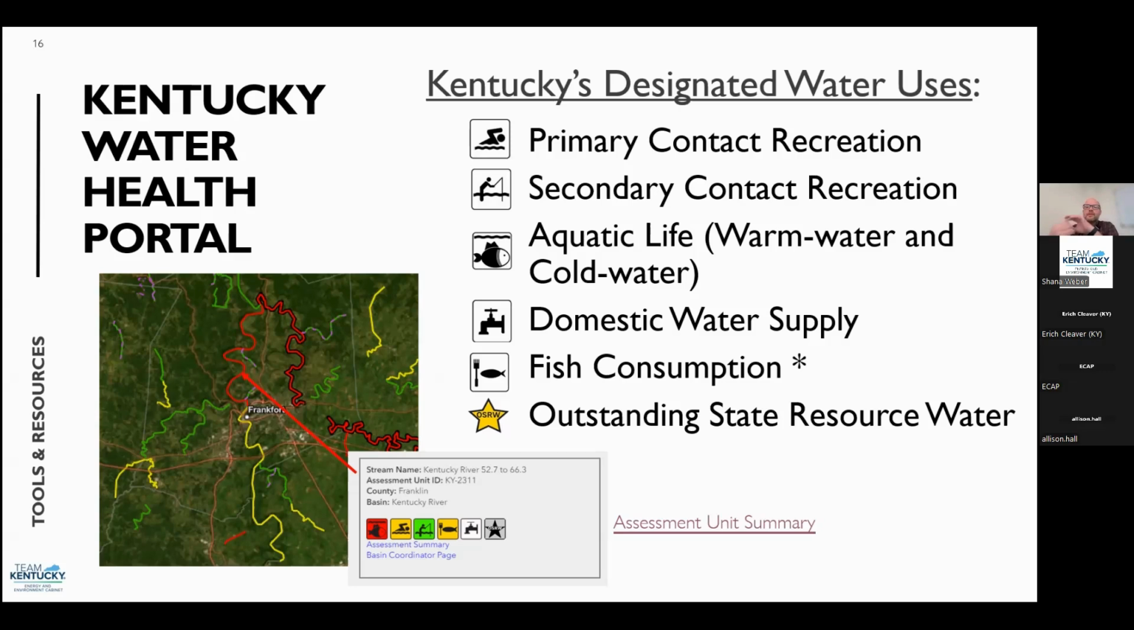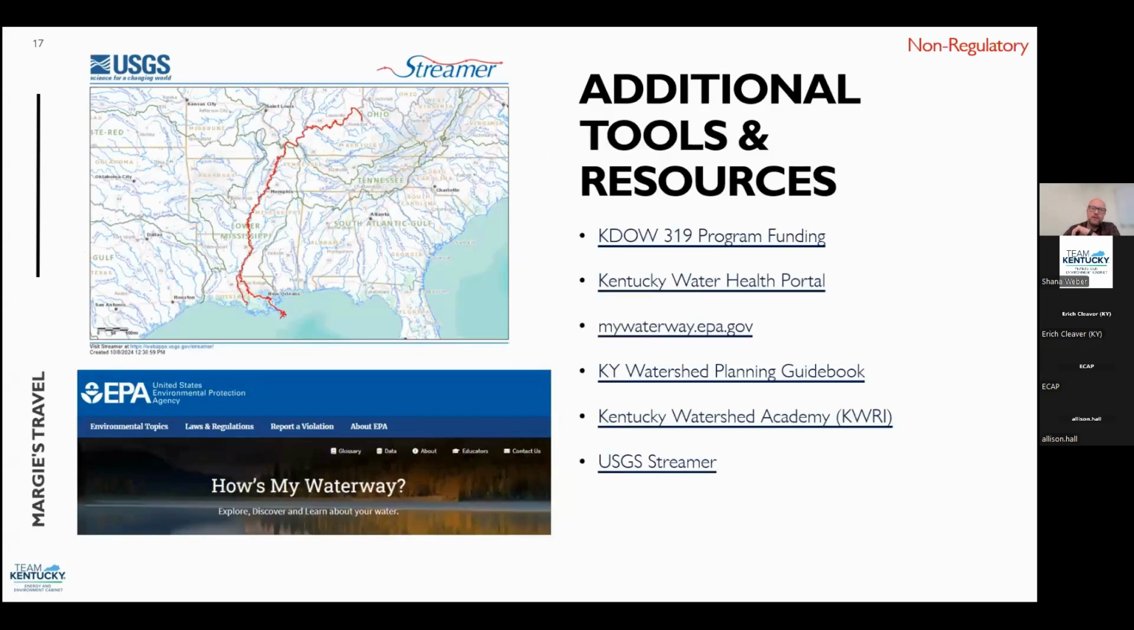Aquatic life is a good fishing indicator. Water supply and fish consumption, whether or not you can eat the fish. So if you visit the portal, click on the stream, you'll get some information like you see down there at the bottom. It's also possible to get a more detailed assessment. Not every creek in the state has data, but what we have is there. This is a very good tool for anyone to go in and see what kind of problems they face in their area.